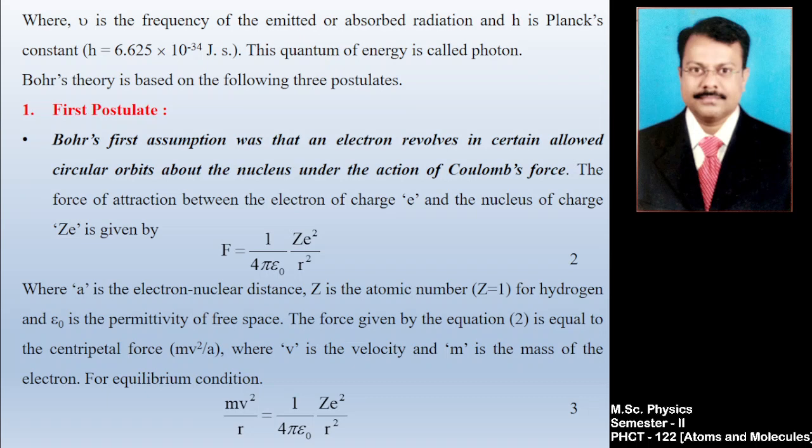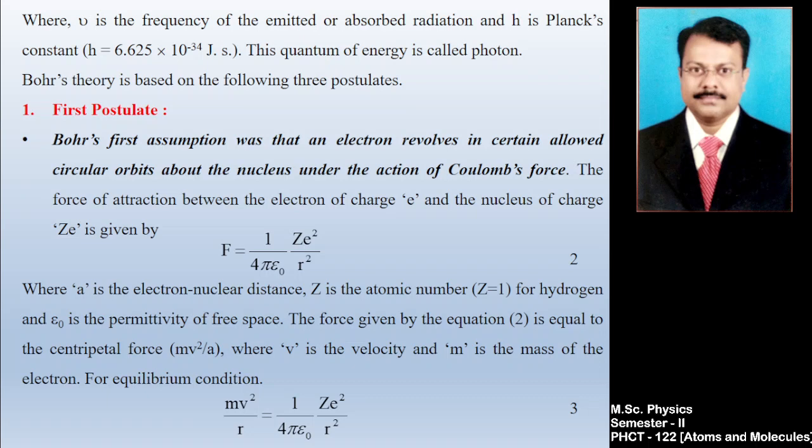Bohr's theory is based on the following three postulates. We are familiar with these three postulates. The first postulate: Bohr's first assumption was that an electron revolves in certain allowed circular orbits about the nucleus under the action of Coulomb force.